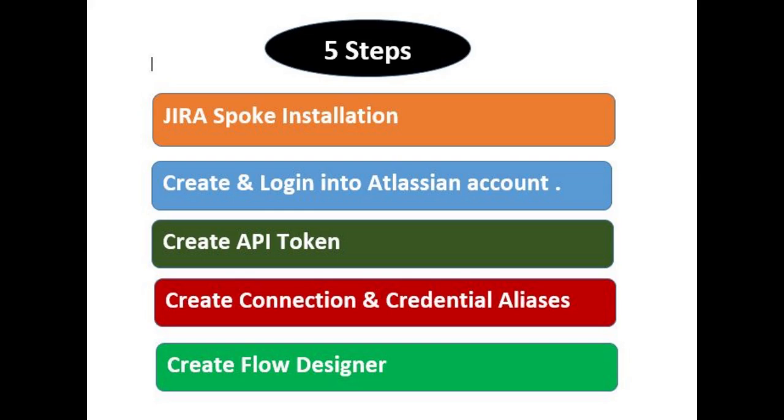So for that purpose, there are 5 steps we have to perform to achieve the functionality. First step is we need to install Jira Spoke. Second, we need to have an Atlassian Jira account login credential, and once we have it, we need to create an API token as the third step. Then we have to create the connection and credential details in ServiceNow. Once that is done, we'll finally create the flow in Flow Designer on ServiceNow. So let's see how we can install the Jira Spoke as a first step.